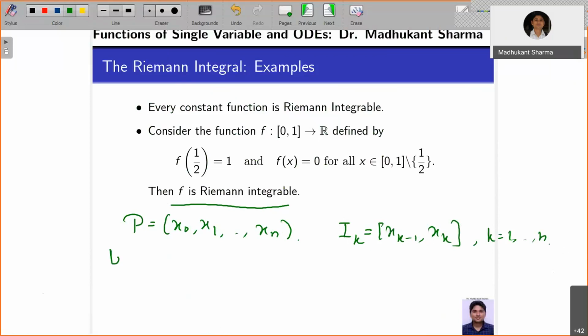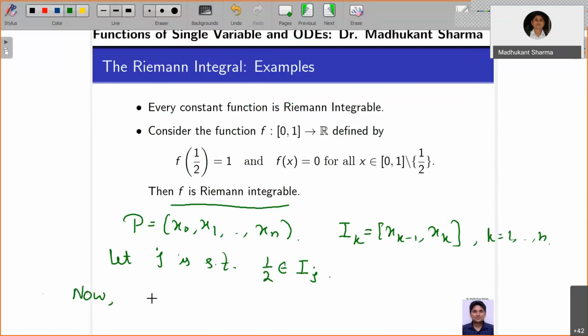Now let j be such that 1/2 belongs to Ij. Because these are non-overlapping subintervals, 1/2 can belong to only one of the intervals. It will not belong to two subintervals or others. So let j be the index such that the point 1/2 belongs to Ij.